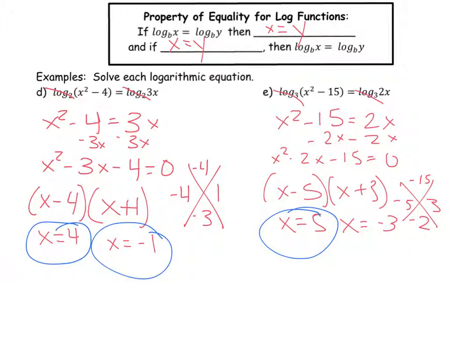And then we want to check negative 3. If we plug in negative 3 on the left-hand side, we're going to end up with 9 minus 15, which gives us negative 6. And then if we plug in negative 3 on the right-hand side, we'll also end up with negative 6, so both sides would give us log 3 of negative 6. So we know that negative 3 is going to be a solution as well.